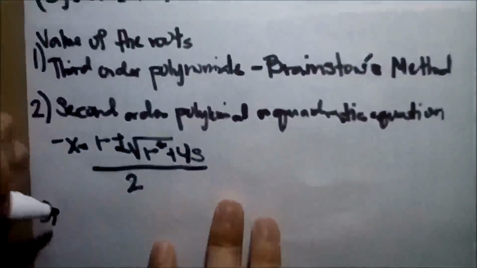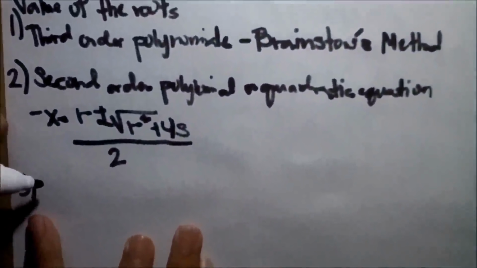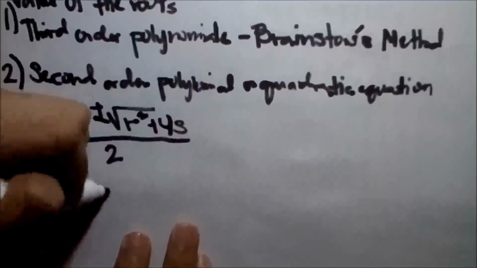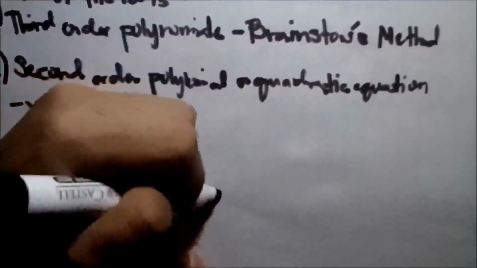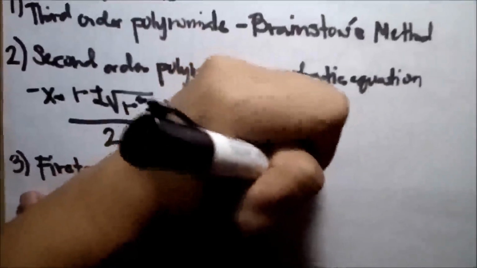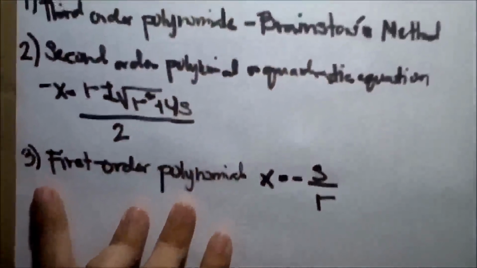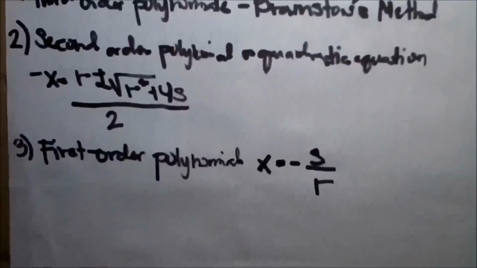If the answer is a first order polynomial, the answer will be just substituted in this formula. x equals negative s over r. To elaborate further, let us get an example.